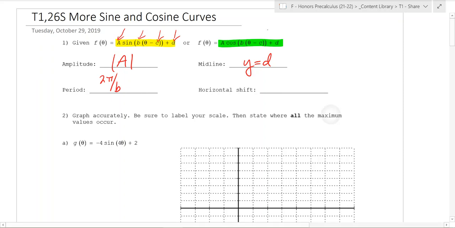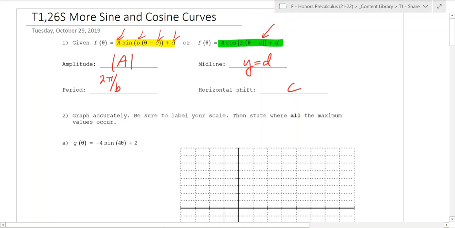Your horizontal shift is going to be c, and it's going to be c units to the right. So if you subtract pi over 2, you go pi over 2 to the right. Subtract a negative, you go to the left. But this is the super summary right here.